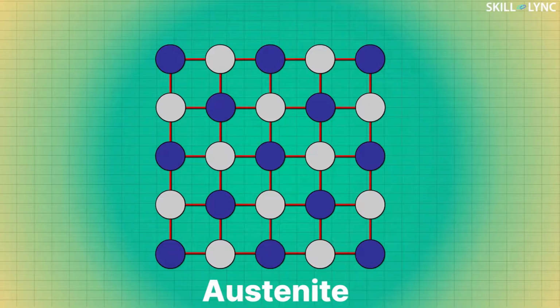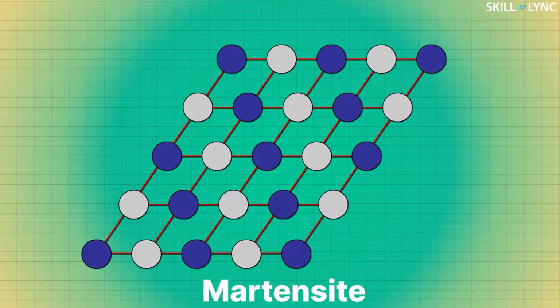Austenite is a crystalline structure that exists at high temperature and it cannot be easily deformed. It has a definite, fixed, long-range arrangement of atoms in the material. Whereas martensite is a soft, crystalline structure that exists at low temperatures and it can be easily deformed. The deformed martensite will remain deformed unless it is heated.